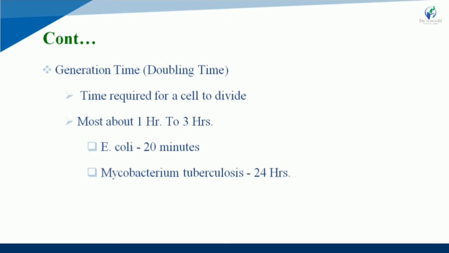Mostly, generation time is about 1 hour to 3 hours. For E. coli, generation time or doubling time is about 20 minutes, while Mycobacterium species have a generation time of about 24 hours. So according to species, generation time changes. So what is generation time? The time required for a cell to divide is called generation time.